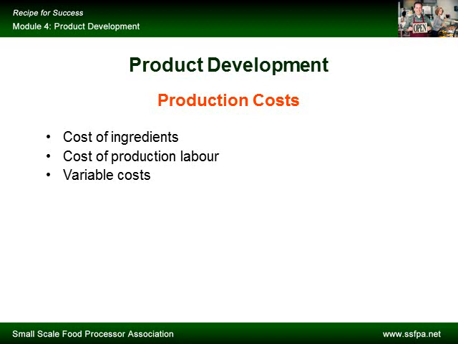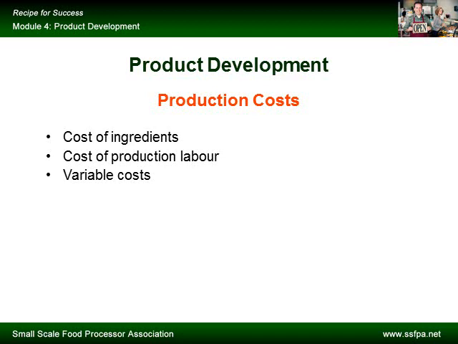In this section of the module, we will discuss production costs. To determine if your business is profitable, you must know all of the costs to produce your product. Knowing your costs will help you determine your price. In the business planning module, you were introduced to variable and fixed costs and the startup costs and operating costs worksheet. In this section of the product development module, you will focus on the cost of ingredients and production labor.